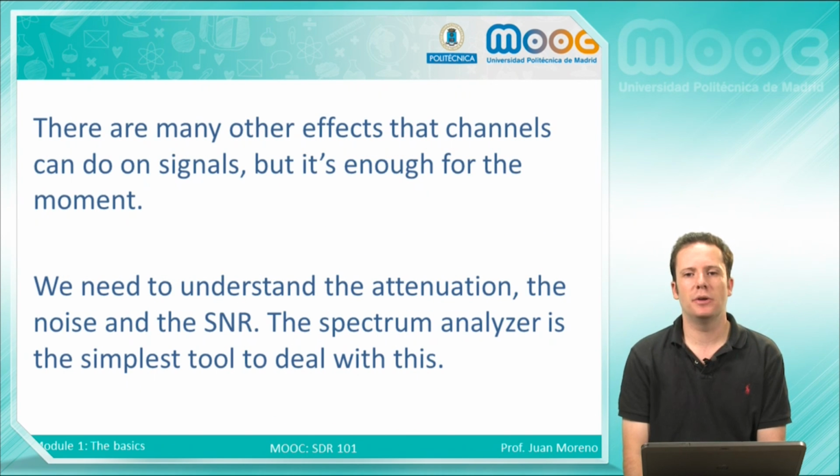There are many other effects that channels and receivers and everything between the transmitted signal and the received signal can have on the signals, but it's enough for the moment. We need to understand the attenuation, the noise, and the signal-to-noise ratio. There are three very important parameters, and the spectrum analyzer is the simplest tool to deal with them.